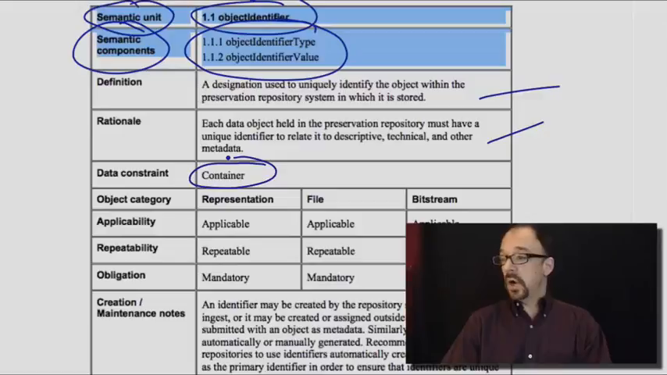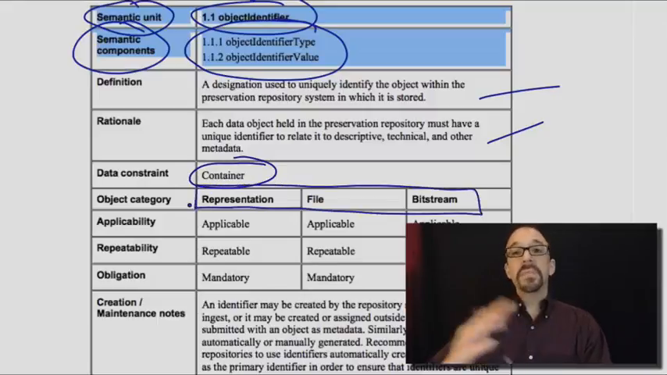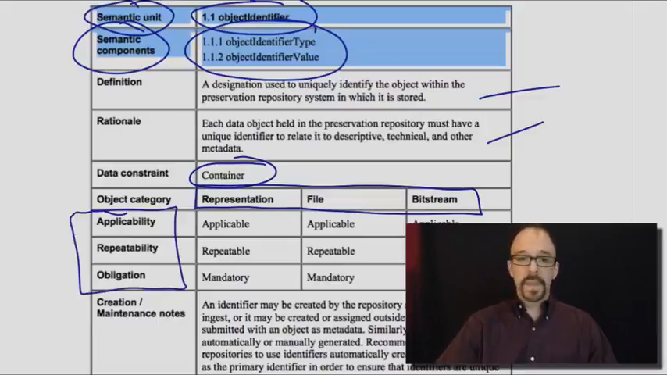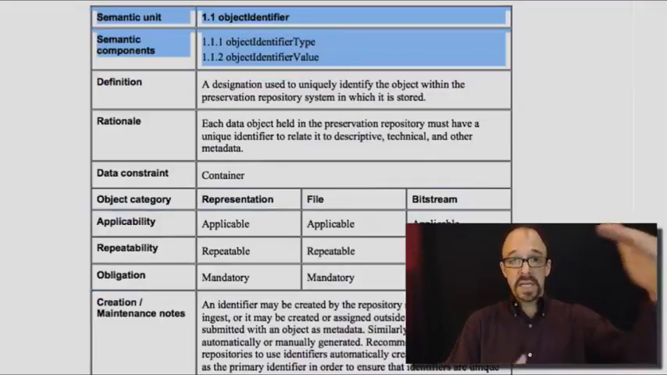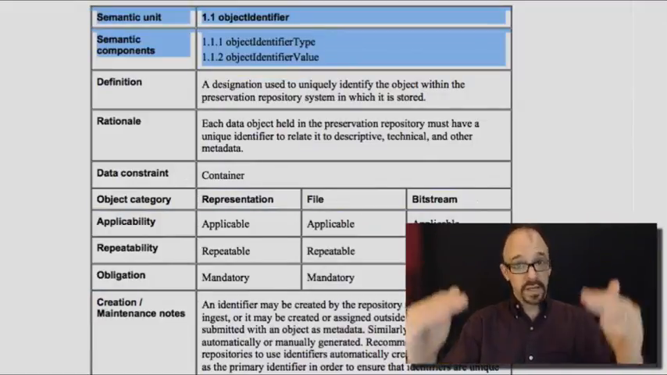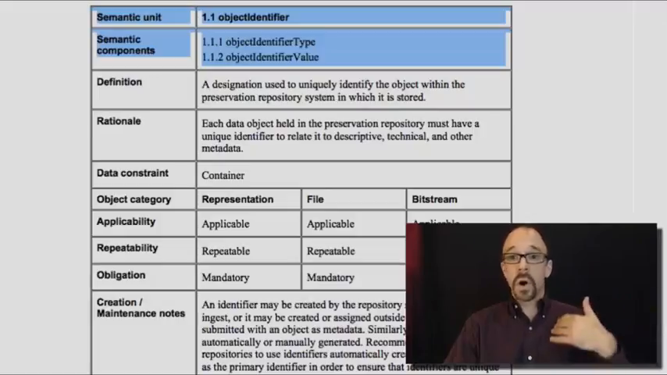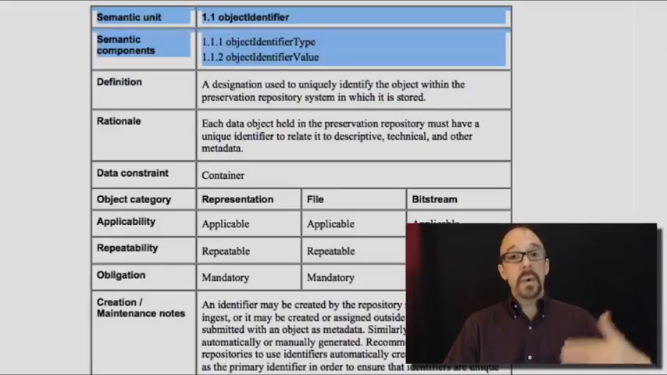I said earlier that an object is essentially a file. In fact, there are three different types of objects, but they're simply different ways to represent a file. Then we have the different constraints, is it applicable, is it repeatable, etc., and then some notes. This has more pieces to it, but this table should look pretty familiar. It's just a single entity and an explanation of how to use it and the constraints on that entity, right? It looks just the same as Dublin Core and all of the other entities that we've looked at in this tabular format.